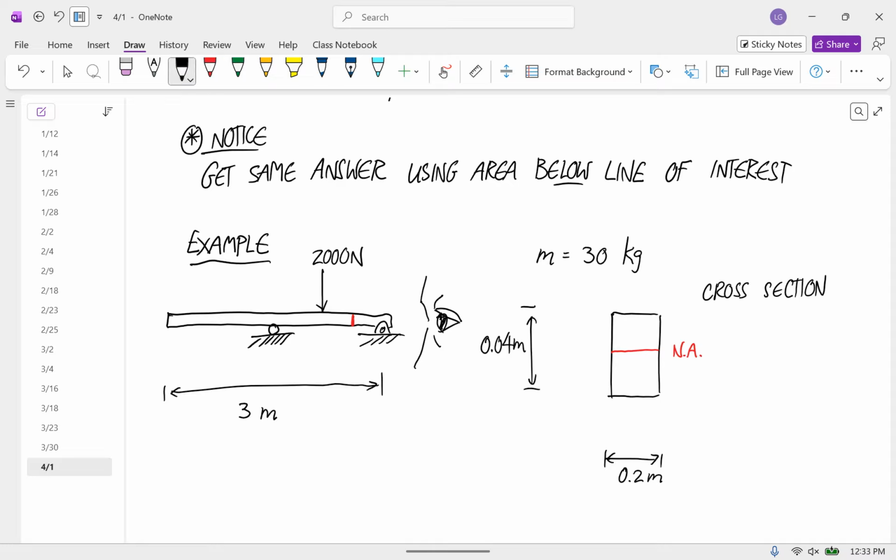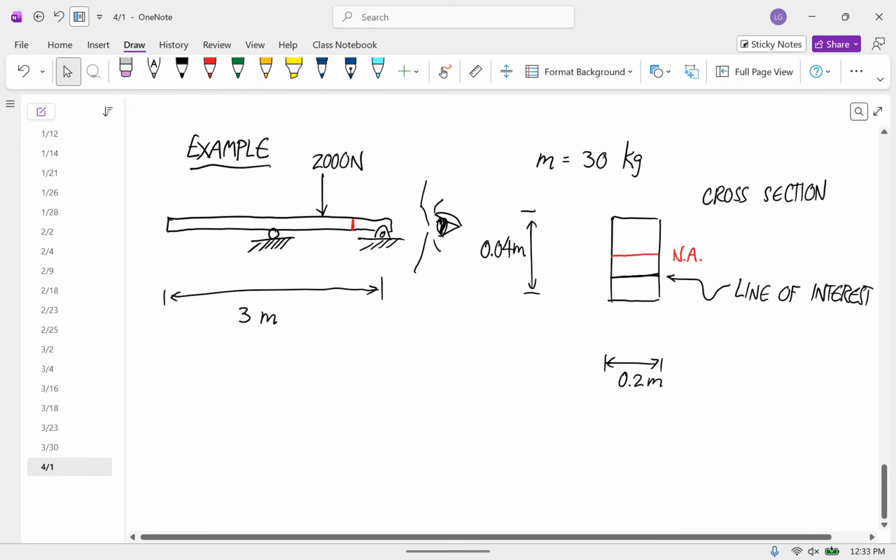And my line of interest is going to be at the midpoint between the neutral axis and the bottom. Okay. And that should be everything we need. Anybody have any questions about this? We're going to calculate the total stress tensor.